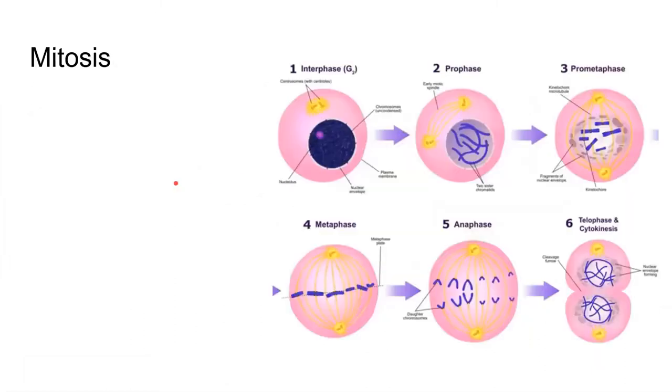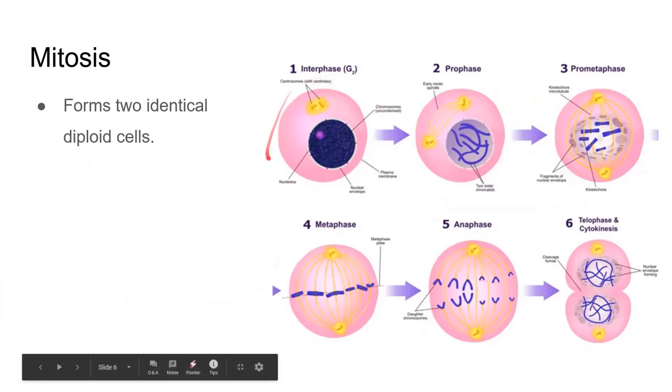So mitosis is just how one cell becomes 2. Mitosis only occurs within your somatic cells. Somatic cells are basically your non-sex cells, any other cell that's not found in the ovaries or testes. So what happens is it takes one cell and splits it into two, and those two cells are genetically identical to the original cell.